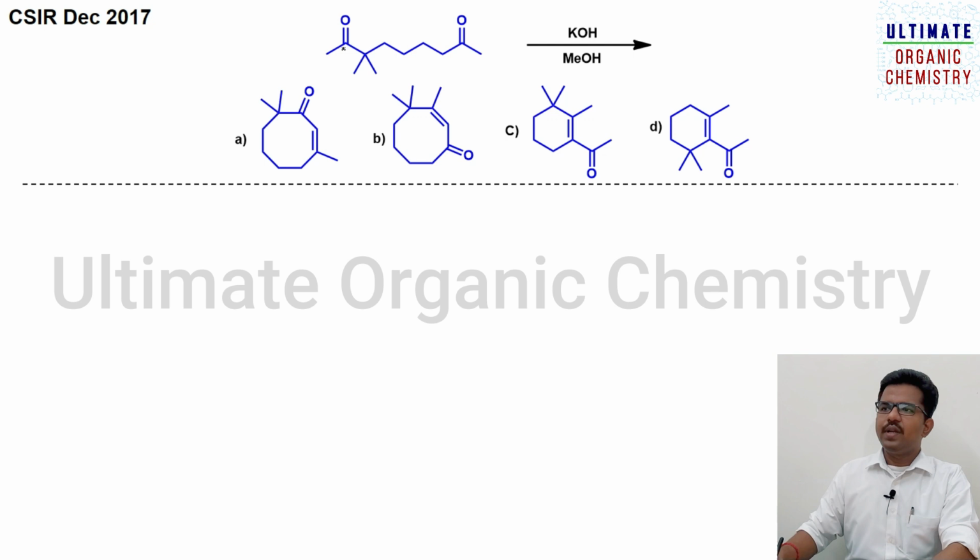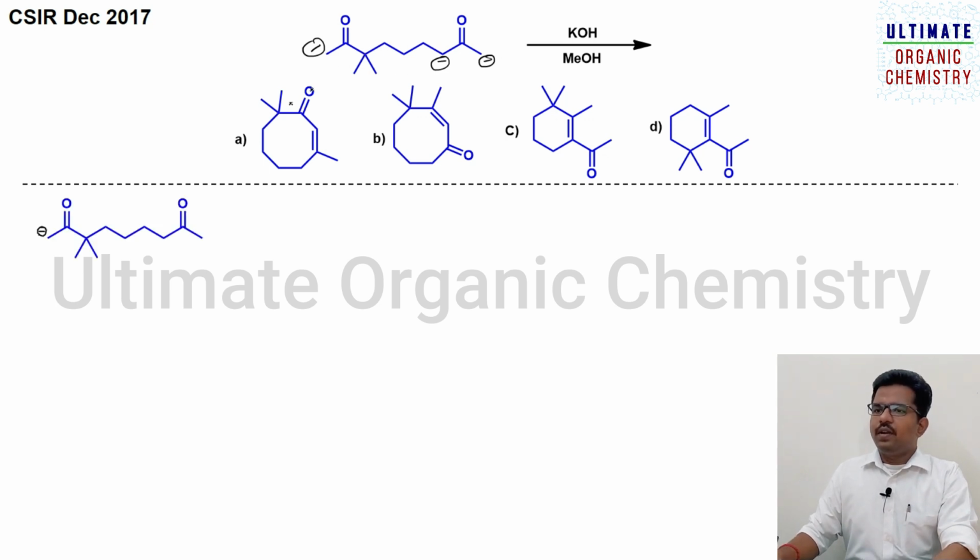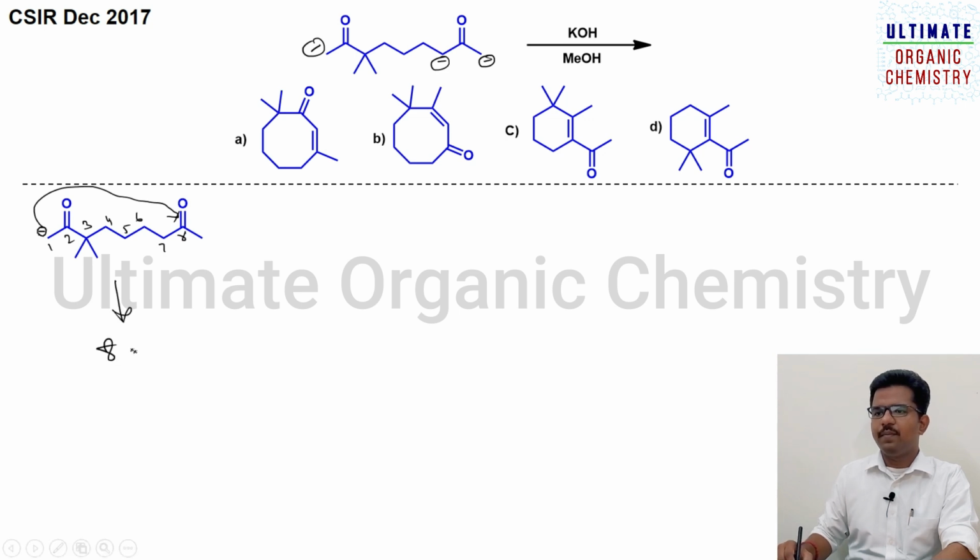First you need to identify what are the possible alpha hydrogen that we need to remove. 1, 2, 3. So there are 3 alpha hydrogens that can be removed. Now let us discuss, once this alpha hydrogen is removed, it forms this anion, and if it attacks here, it will lead to the formation of 1, 2, 3, 4, 5, 6, 7, 8. It will lead to the formation of an 8-member ring.